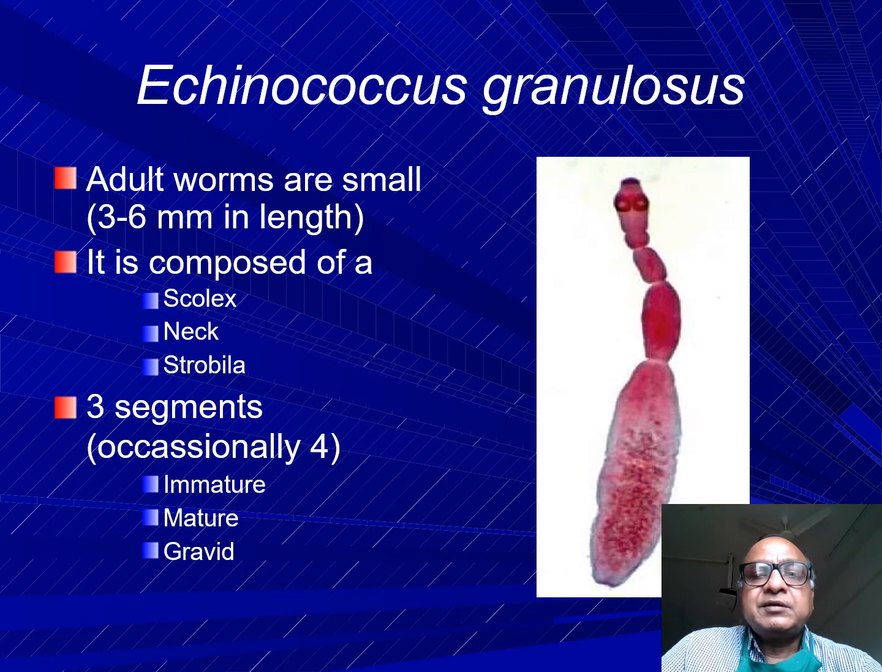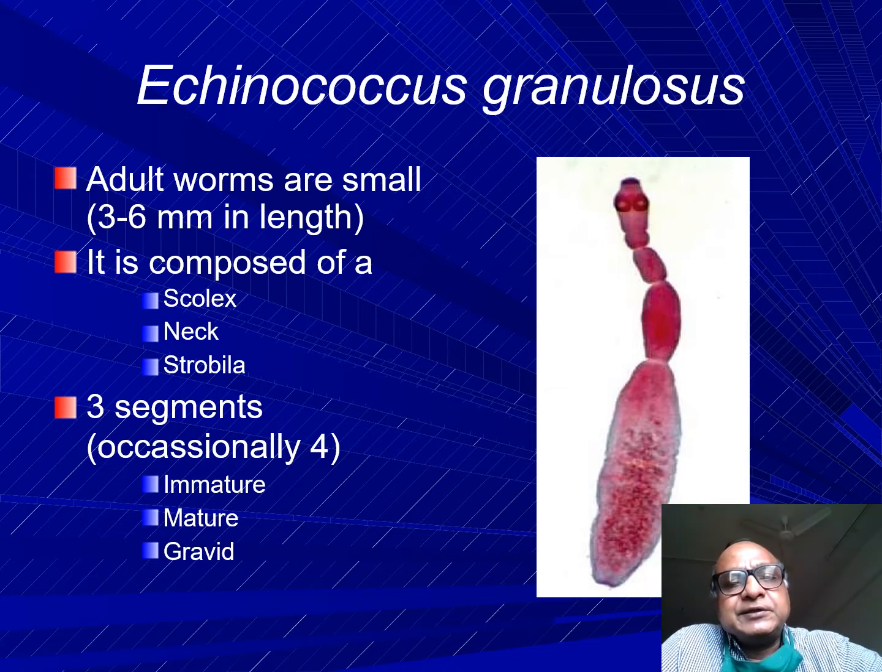This is the picture of the adult dog tapeworm, 3 to 6 mm in length. This is quite small, but the other tapeworm, also known as the dwarf tapeworm, Hymenolepis nana, is a little larger than this. But this is not found in man, so it is not referred to in that way. Instead, it is referred to with the hydatid disease.